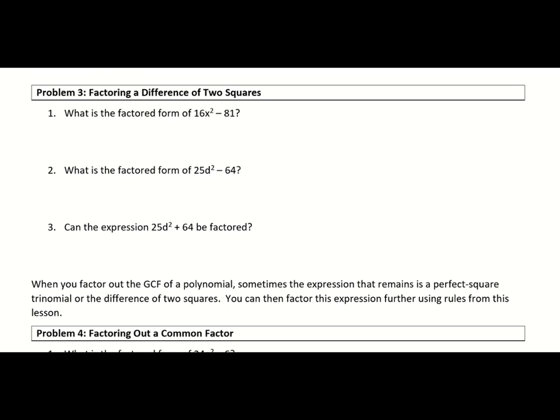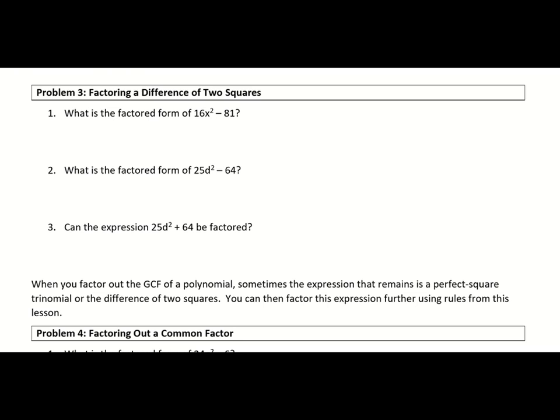In problem 3, we're going to continue factoring difference of squares. For these problems, I'm going to use the rule. That way you can see how the trinomial method works versus just using the rule. Because the bigger the numbers are, the quicker it is to use the difference of squares rule.